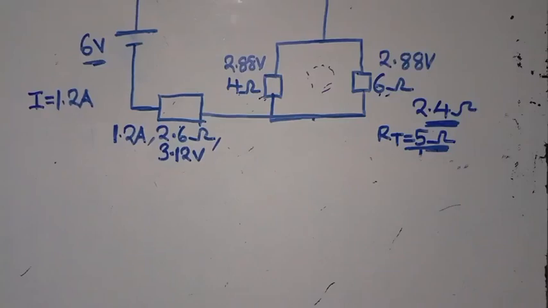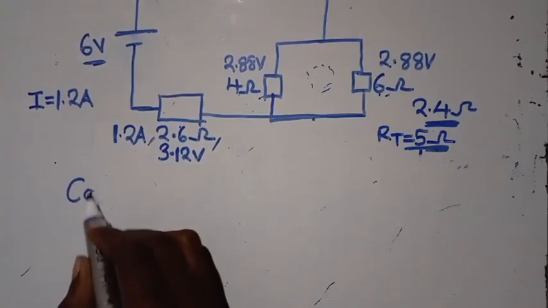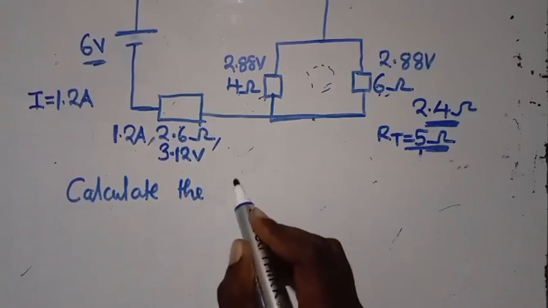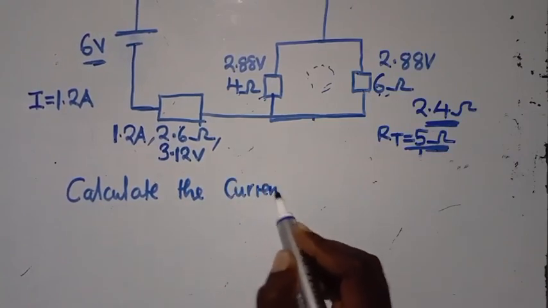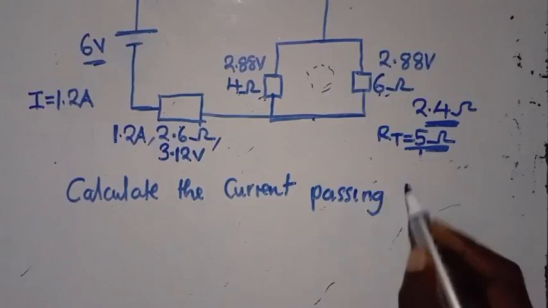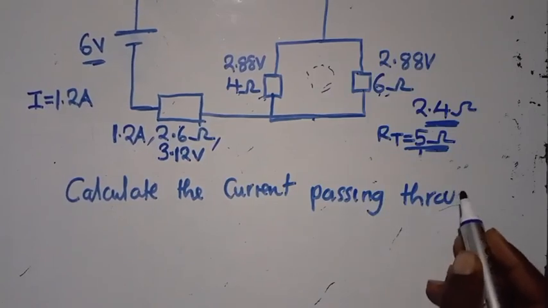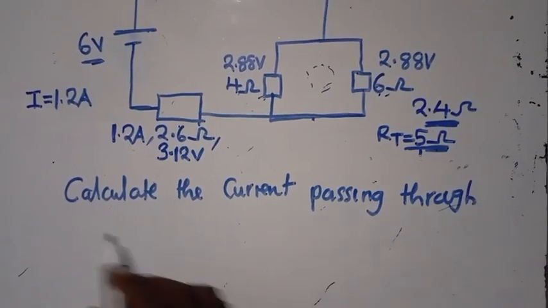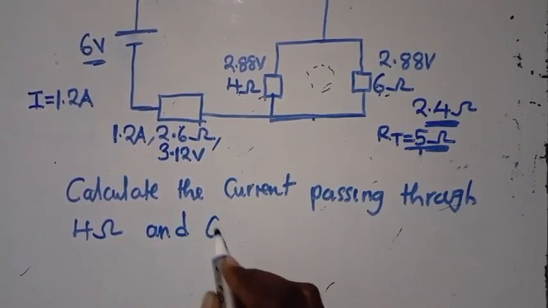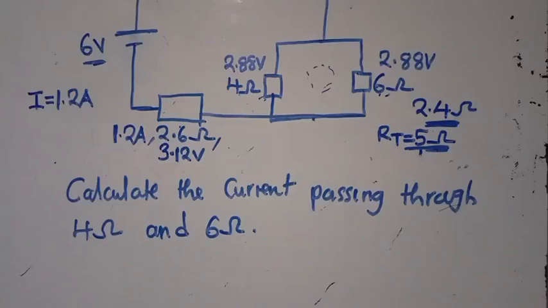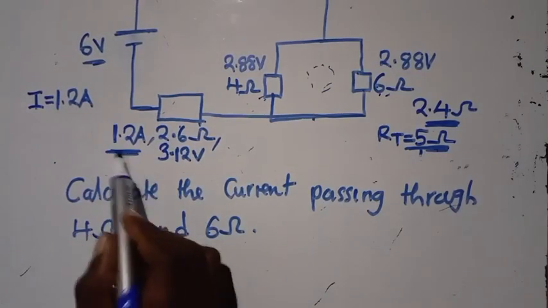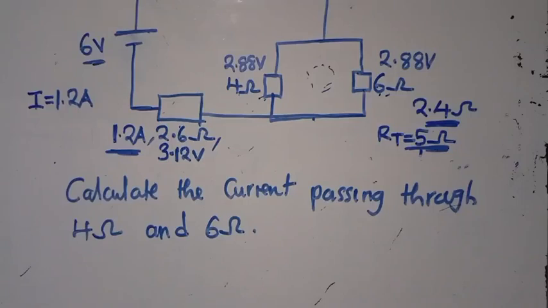So now, the other question is, you are told to calculate the current passing through the 4 ohm resistor and the 6 ohm resistor. For this one, we already know the current that is passing through there: it is 1.2 amps.